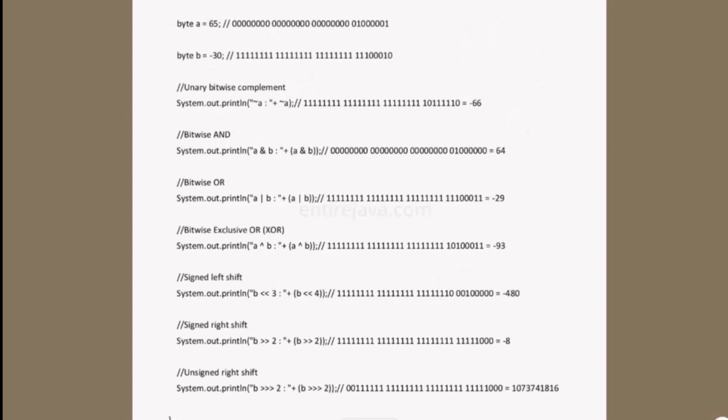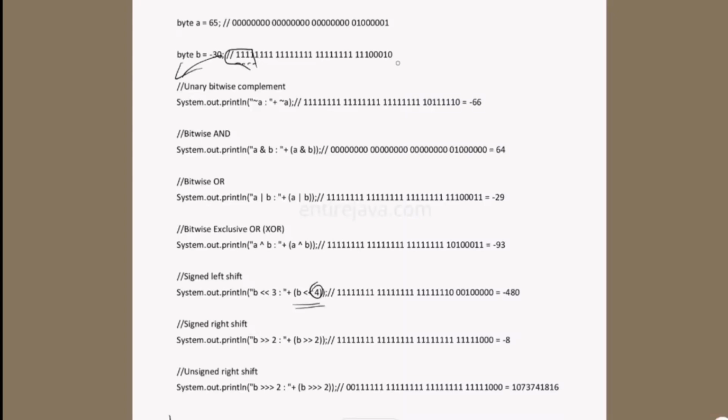And we have signed left shift operator. So what this essentially does is, since we're doing a left shift by 4, it's going to push these digits towards the left side 4 times. So what that would result in is all these 4 bits will fall off, and we get 4 empty places here, and those will be filled with zeros. That's exactly what we have here. And when you convert that to decimal, we would get -480.